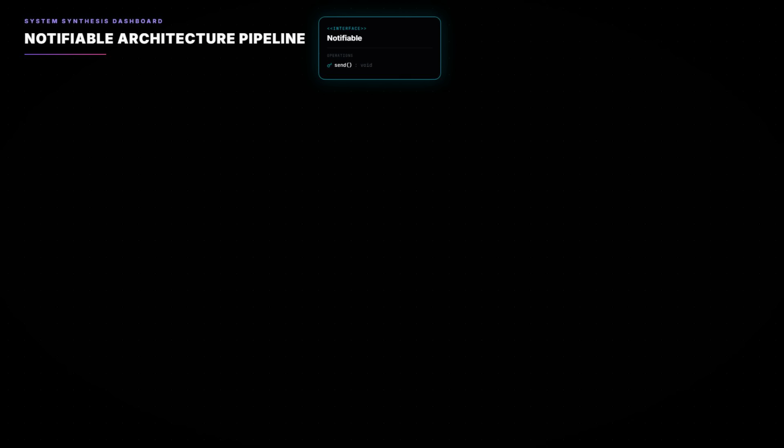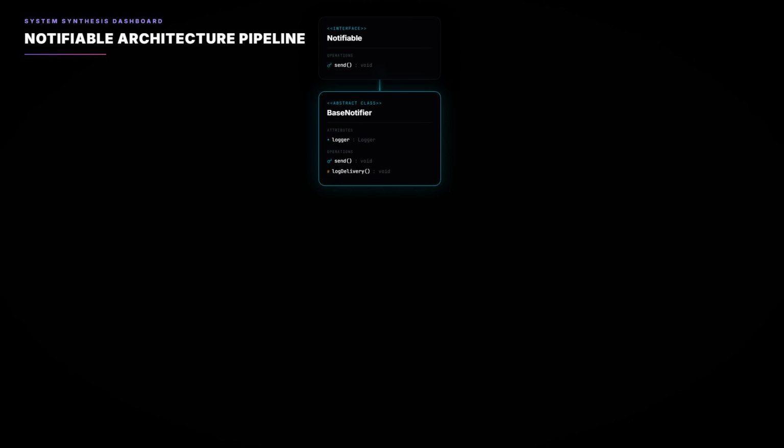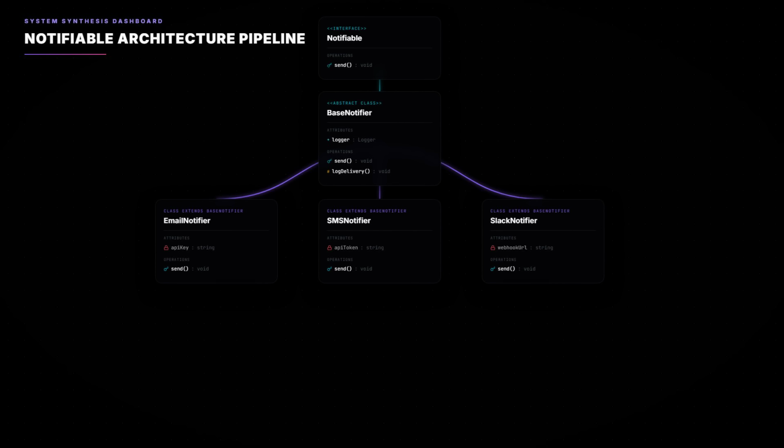At the foundation, you define a notifiable interface. It simply says, any notification channel must be able to send a message. It doesn't care how that happens, it only defines the contract. Then you create a base notifier abstract class. This class handles things every notifier has in common, like logging and retry logic, but it leaves the actual message delivery to the child classes. Email notifications, SMS notifications, and Slack notifications all build on that foundation and provide their own way of sending messages. That's inheritance in action, along with method overriding.